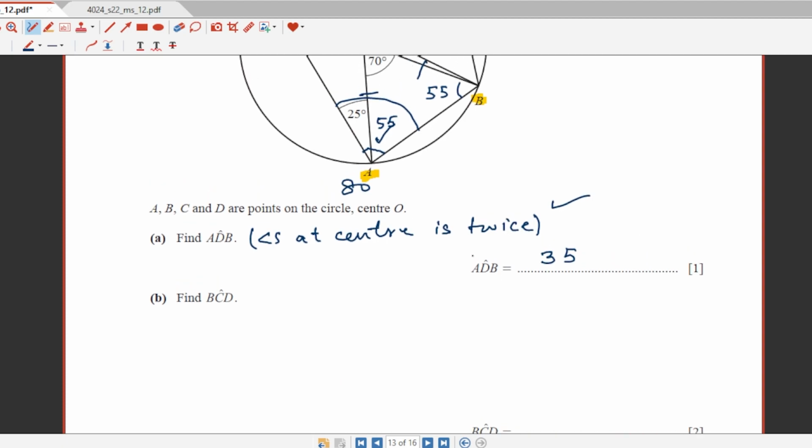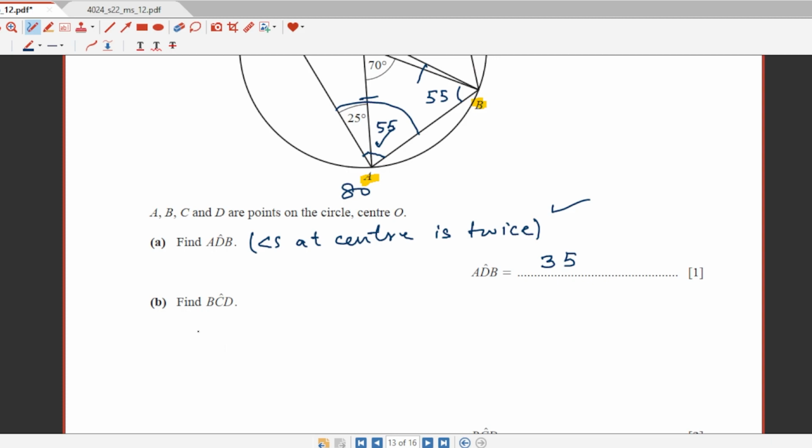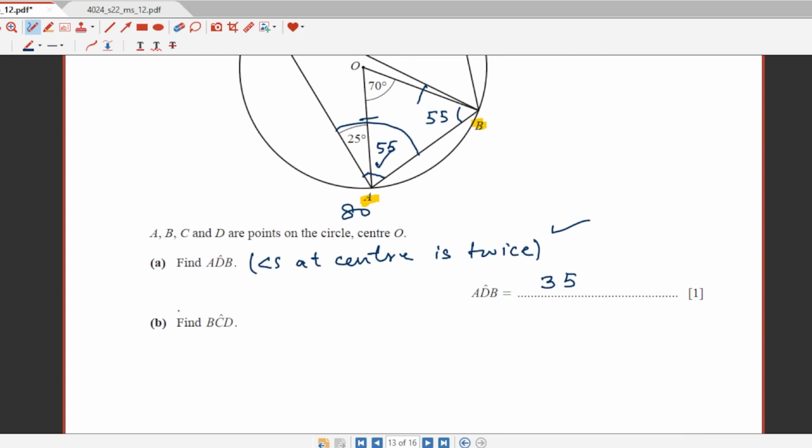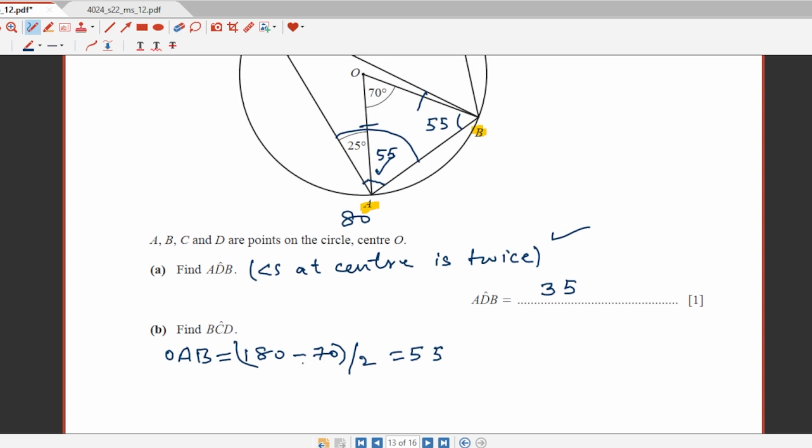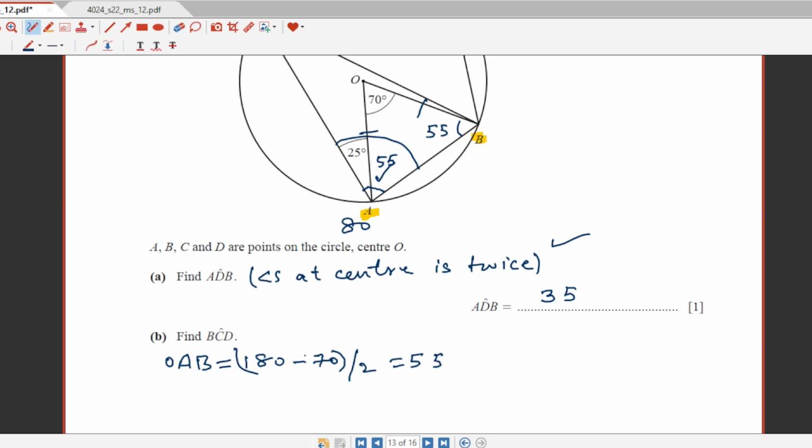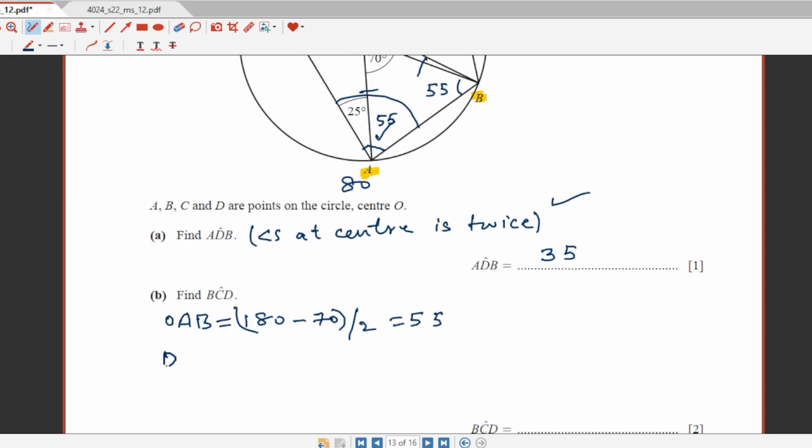What should be the working for this question? First of all, we need to find angle OAB. OAB is 180 minus 70, then divided by 2, that is 55. Then we need to find angle DAB, that is 55 plus 25. DAB, that is 25 plus 55, that is 80.